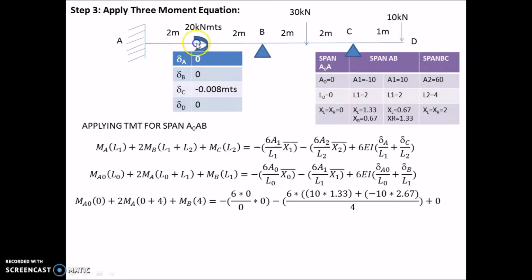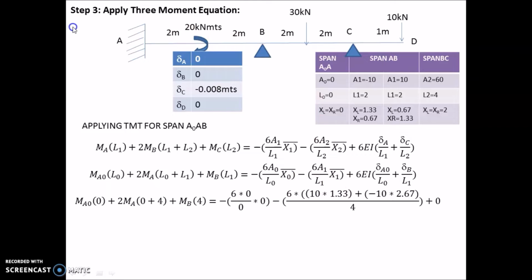Here L1 is the total span, so it is 2 plus 2, 4. And MB plus MB into 4 gives me this here. Coming to the RHS value, minus 6 A0 x0 bar by L0. Everything is 0 since it is an assumed span. Now coming to this, minus 6 A1 x1 bar by L1.